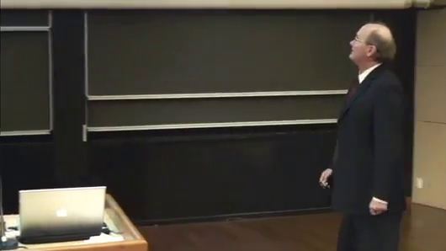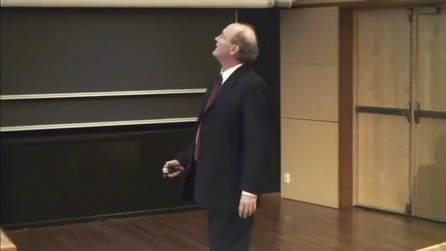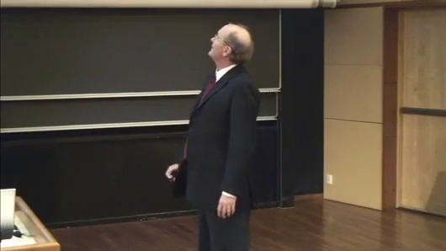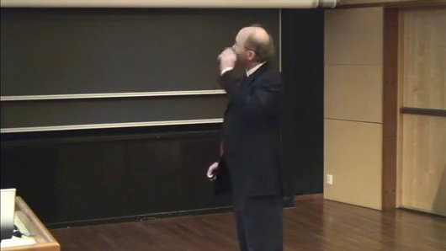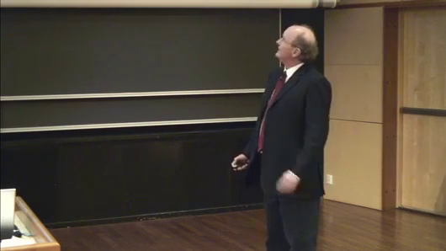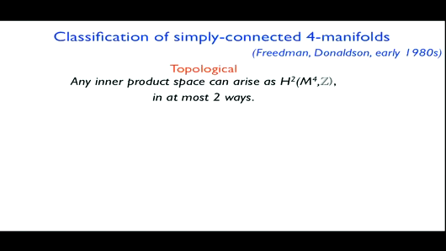Okay, so let me take a moment, with these examples in mind, to just reiterate a couple of facts that surfaced in the previous talk. So what can we say about the classification of four-dimensional manifolds? Well, the work of Freedman and Donaldson shows the following. The first is any inner product space can arise as the middle-dimensional cohomology of a four-dimensional manifold. And what Freedman showed is that, moreover, it can arise in at most two different ways. So giving an inner product is almost the same as giving a four-dimensional manifold.